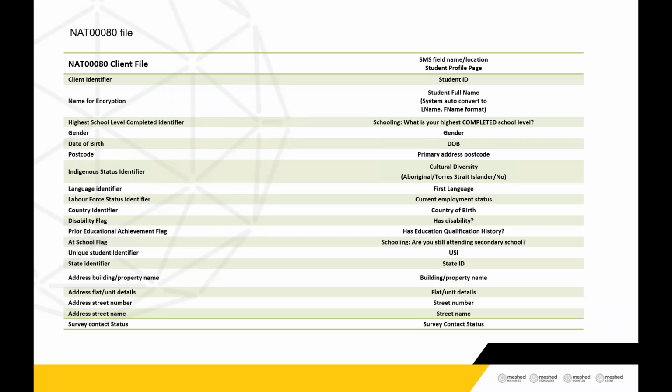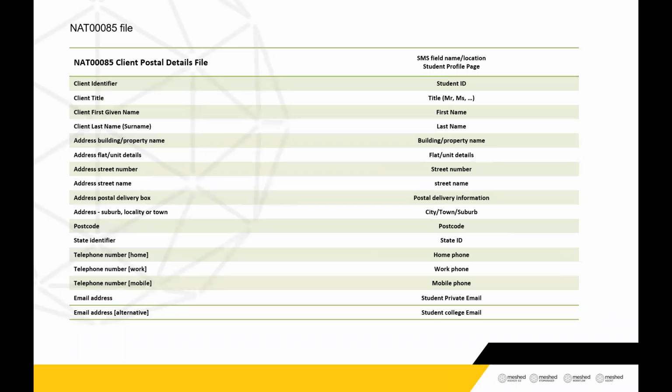the student profile page. Similarly, NAT85, which again talks about the student, but this talks about student postal details. So this will have all the information about students' postal details or address details, again, as per the setup done under the student profile page. So whatever information we record under the student profile page will appear in these two files.